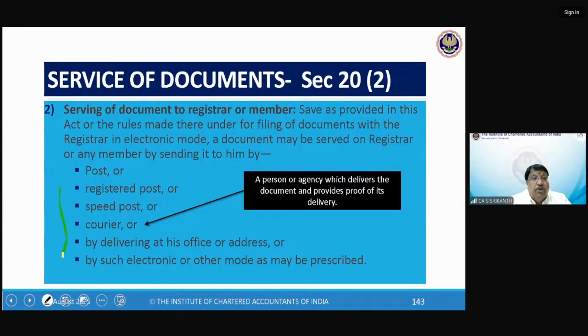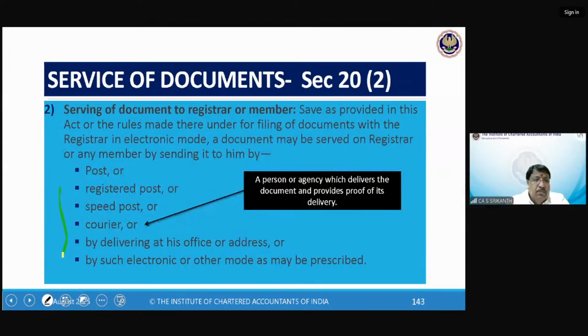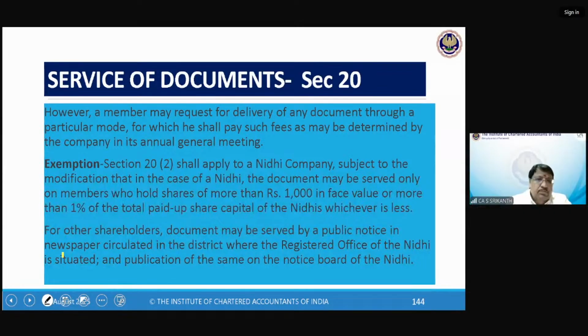So later on, when you come to dematerialization, remember, if the shares are dematerialized, they are not held in physical form, then only by electronic means. But that's very easy. I'm getting so many mails. I'm so happy. Which is important, I will save. Which is not important, I will delete. So in case a member requests delivery of documents through a particular mode for which he wants some special type of delivery, then he has to pay for it.